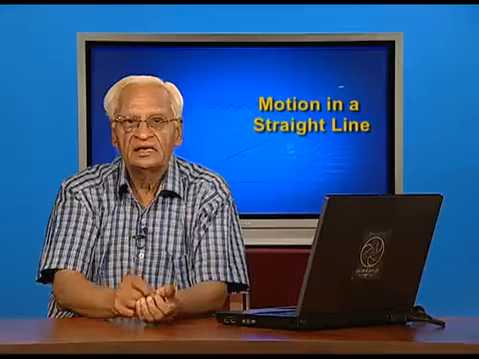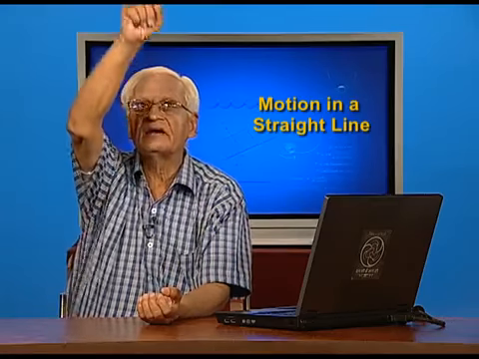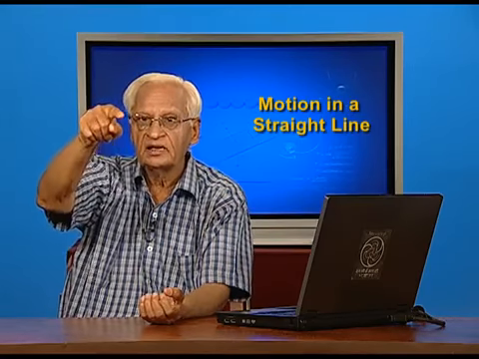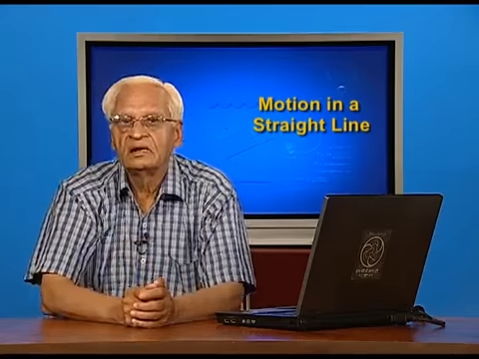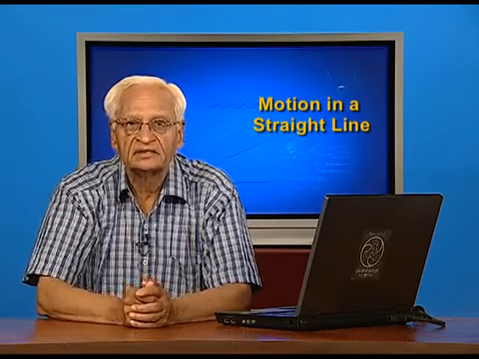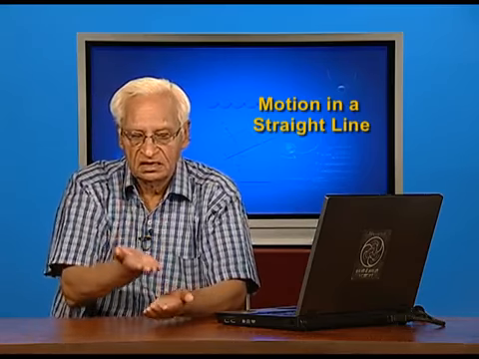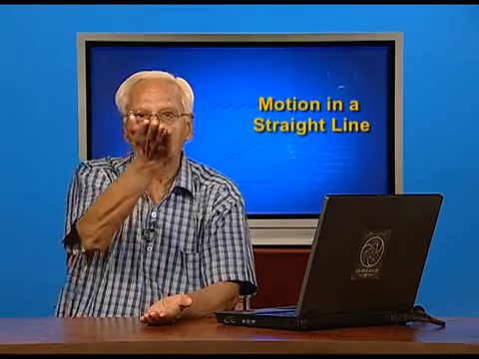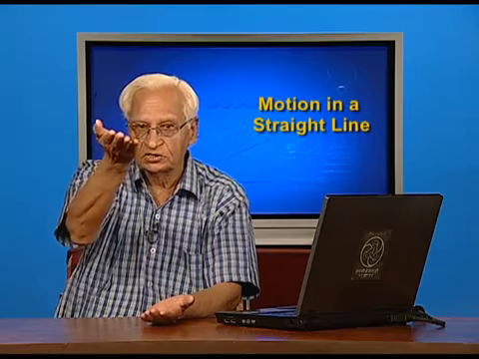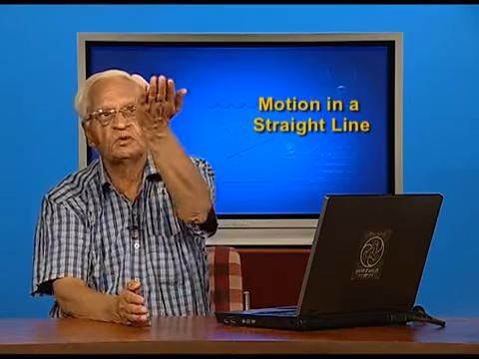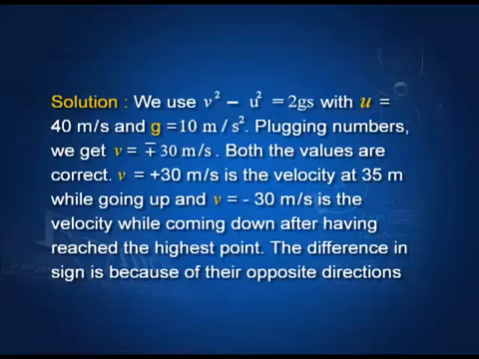The velocity is 30 meters per second at this point, and while coming down at this point, the velocity is again 30 meters per second. The sign has changed because of the direction. In the first case, the velocity was upwards, in the second case, the velocity is downwards. So, this was positive, this is negative, but at the same height from the ground, the velocity is the same.